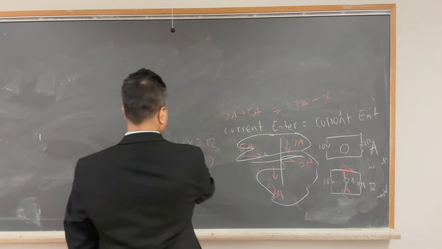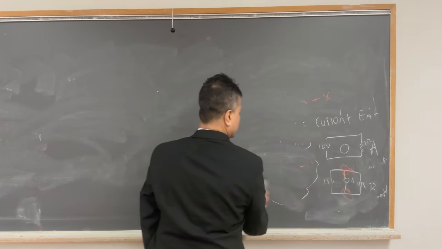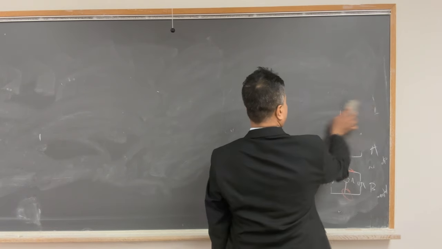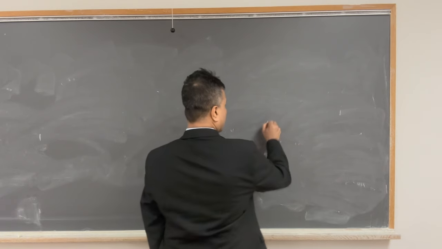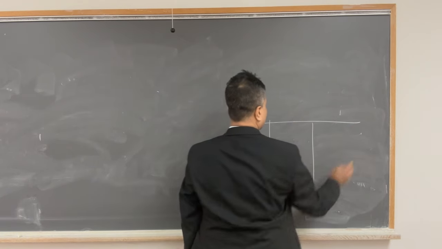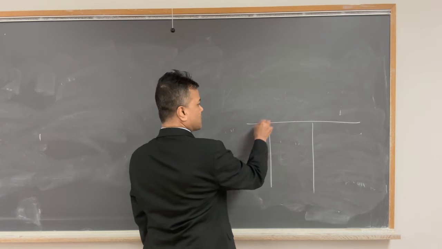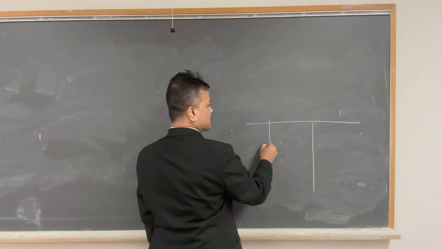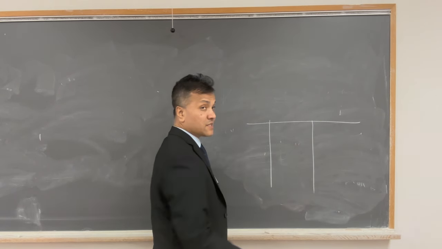Let me give you another example. This example, I'm going to make it two junctions. Instead of one junction, I'm going to give you two junctions. At junction 1, if you are a charge, you have two options: either go this direction or this direction. Over here, the charge has two options: either go this direction or this direction. That makes it two junctions.